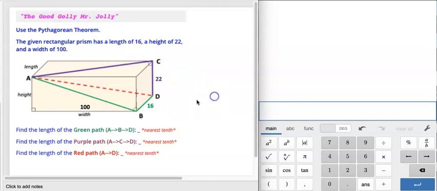So first of all, let's find the green path. Well, the green path is going to be this 16, so let's save that for later. But then we've got to find this diagonal right here. Luckily, that diagonal is the hypotenuse of a right triangle. What are the legs of this right triangle, you ask? Well, one of the legs is the height, which is 22, and the other leg is 100.